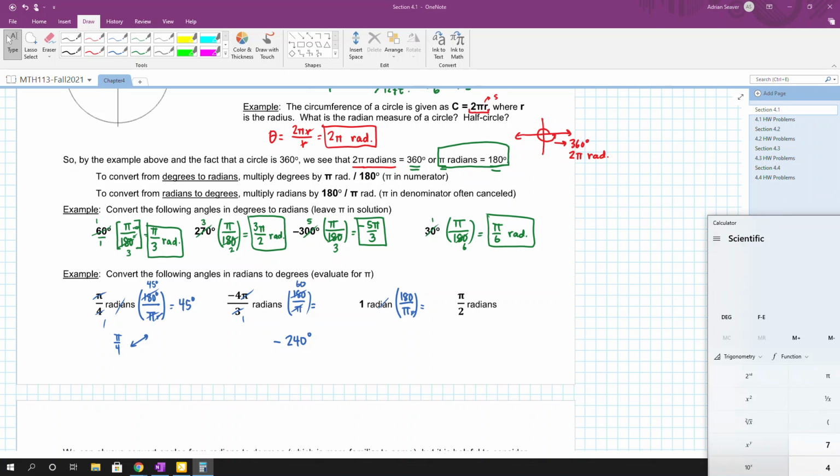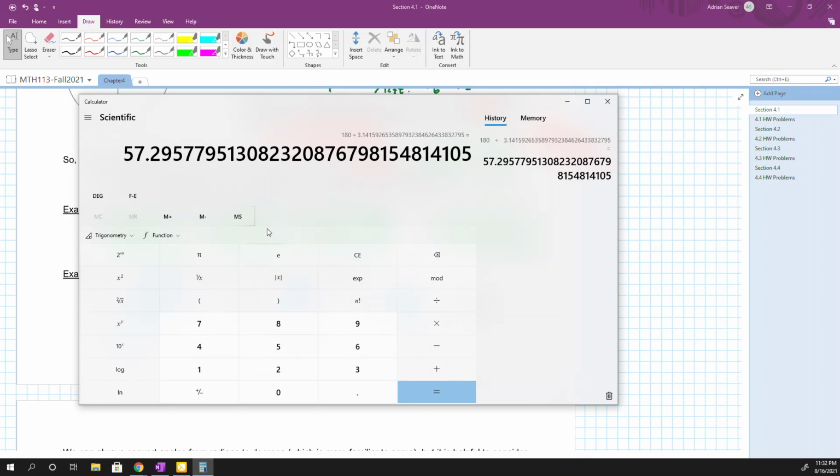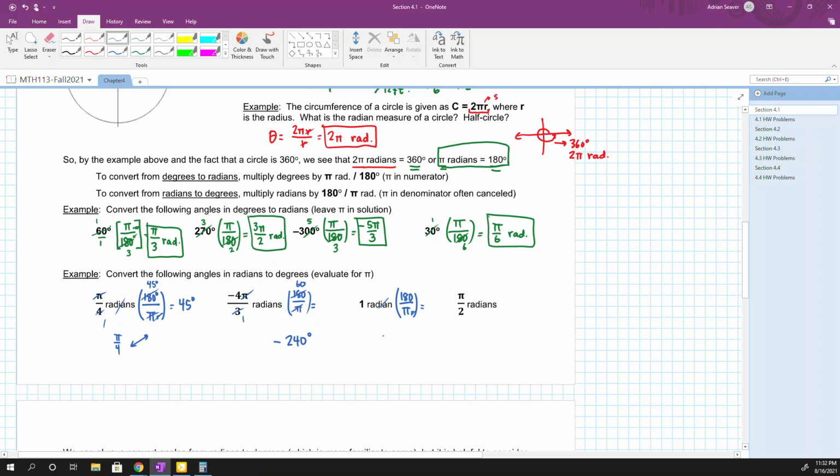But if I want to divide 180 by pi, I get 57.295, or we'll say 57.3. So that's about 57.3 degrees. Again, not something you see super often, but 1 radian is 57.3 degrees. Kind of interesting.